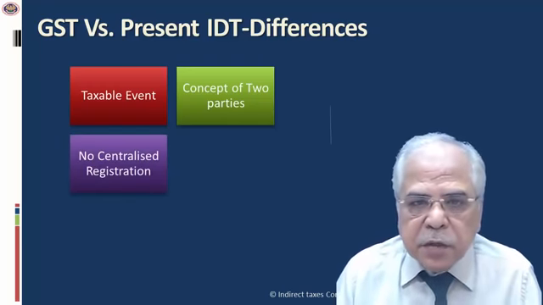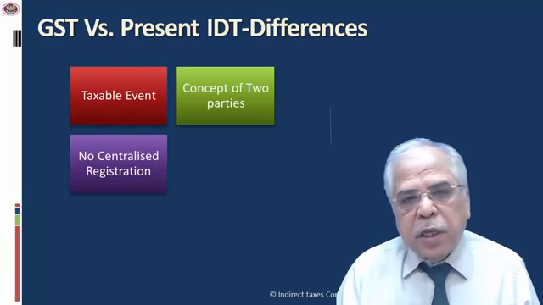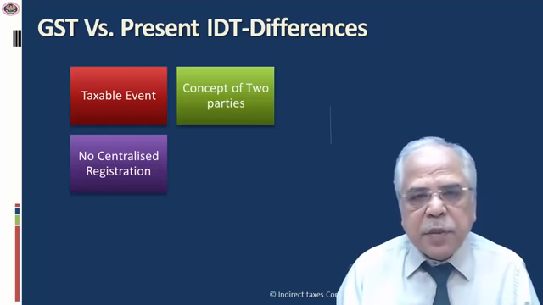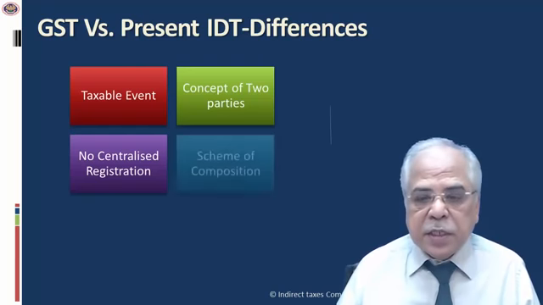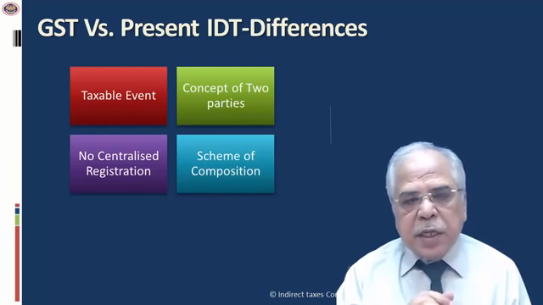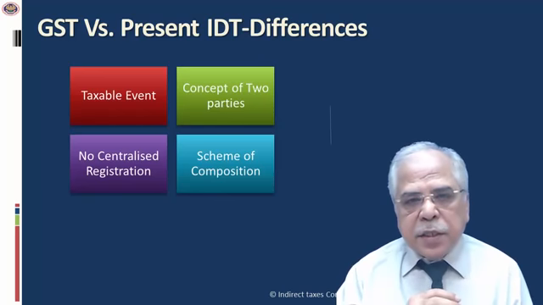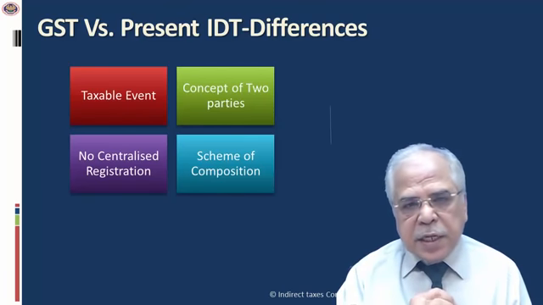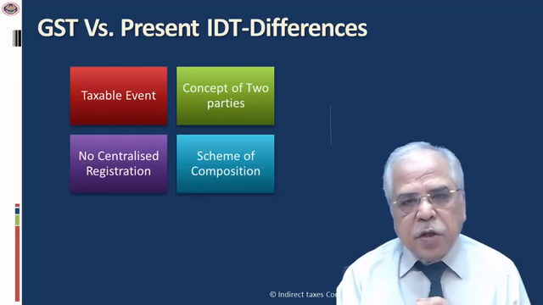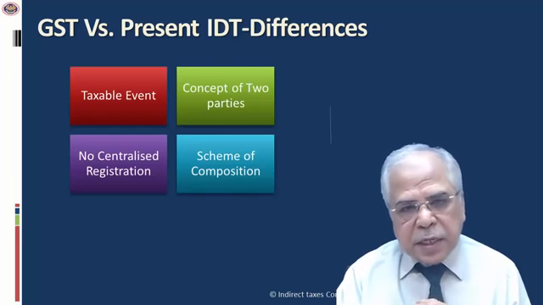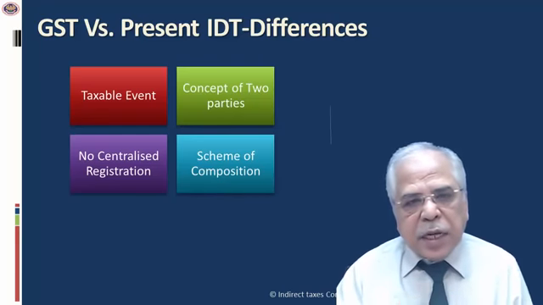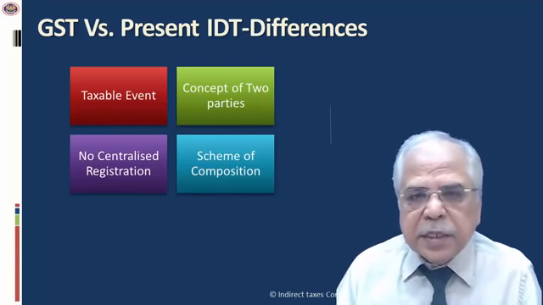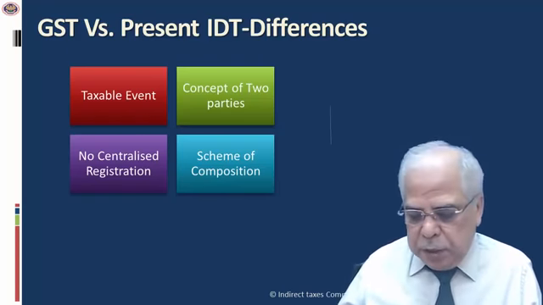Third change, which is a major change from the administrative point of view: unlike the present system where service providers can get themselves registered on a centralized basis if they are providing services from more than one outlet, this is dispensed with in GST. Scheme of composition, I don't say it is totally changed. This composition scheme which is being suggested in the GST is based on the VAT law and not on service tax and excise. If we look at the service tax composition scheme in works contract, the scenario is entirely different. We will discuss the subject in detail when we come to that topic.